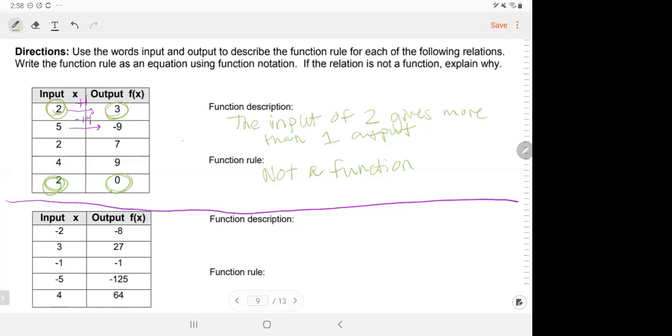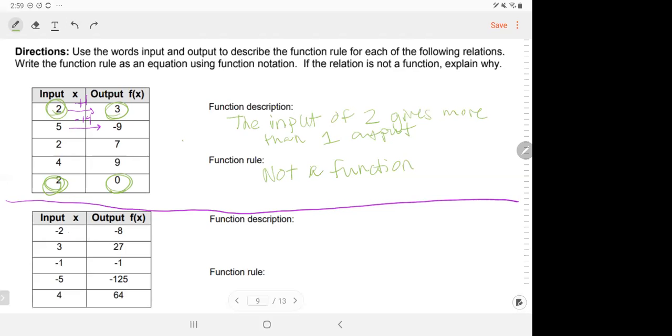Okay, this next problem, I'm going to first see if I have an input value that gives me multiple outputs, and they give me 5 different input values, and none of these have more than one output here. So now I can start looking for the rule. How do I get from -2 to -8? I could subtract 6, but I can't subtract 6 from 3 to get to -27. That won't work.